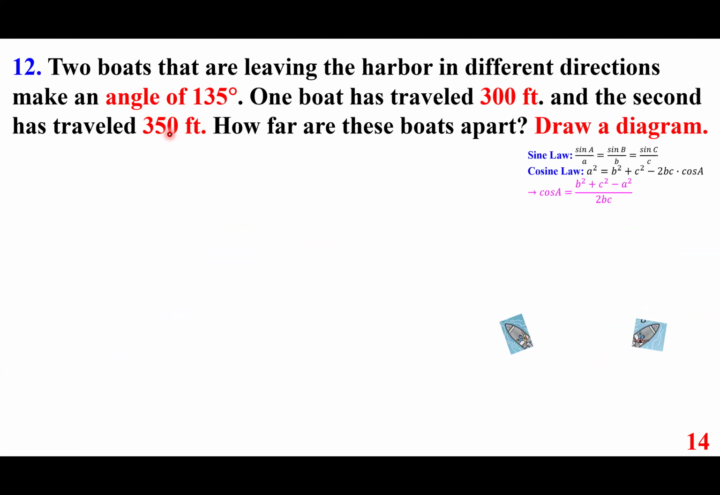Draw a diagram. So one is going this way, one is going that way. They are making an angle of 135 degrees. This is going to go 300 feet. This is going to go 350 feet. The distance is of interest to us.